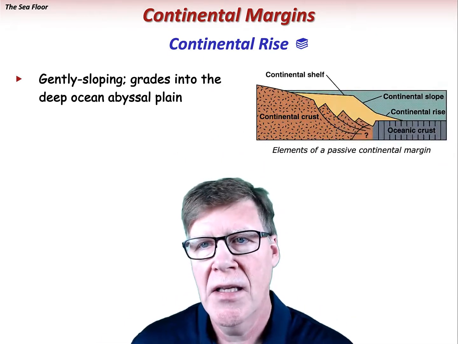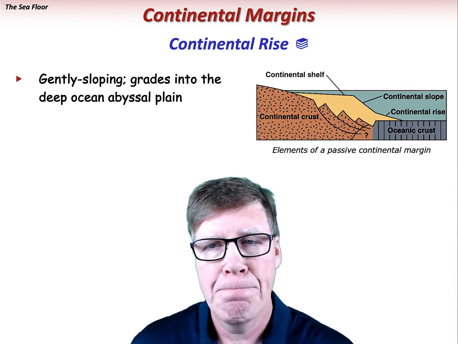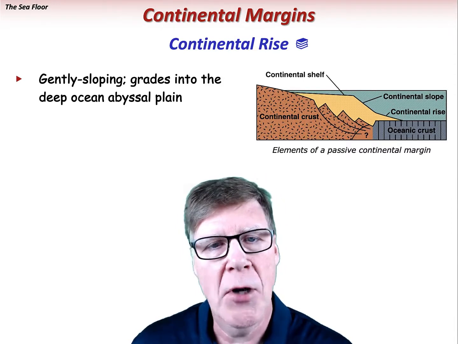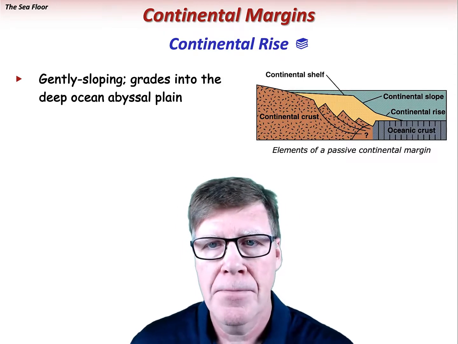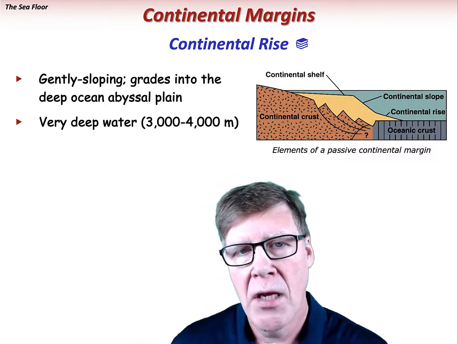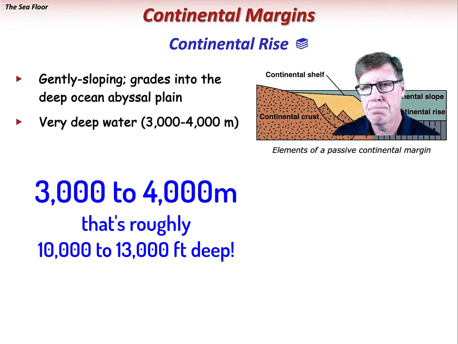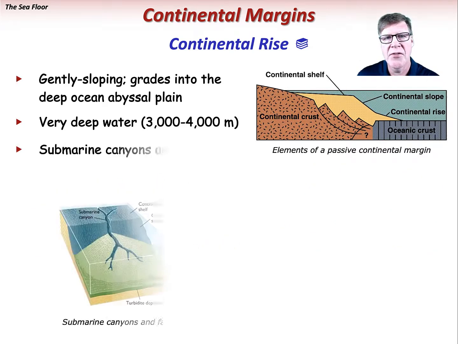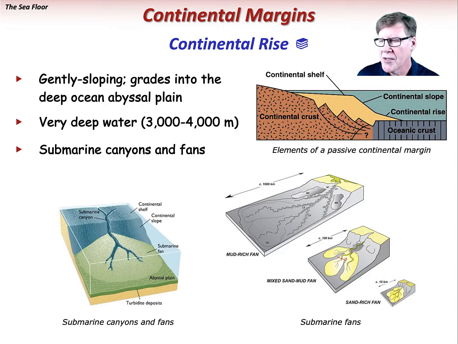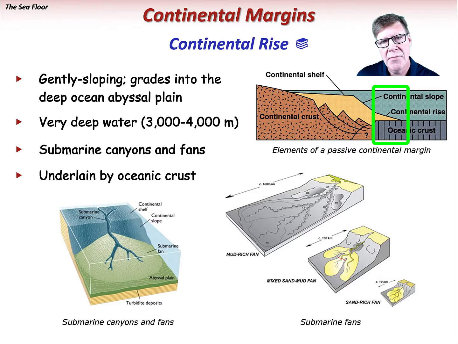The continental rise is a gently sloping surface, like less than 1 degree, that extends out towards the deep ocean abyssal seafloor. This is very deep water, ranging from 3,000 to 4,000 meters depth or so. Material transported down submarine canyons is deposited in this area and can form huge submarine fans. The continental rise generally overlies the oceanic crust and feathers out towards the deep ocean basin.